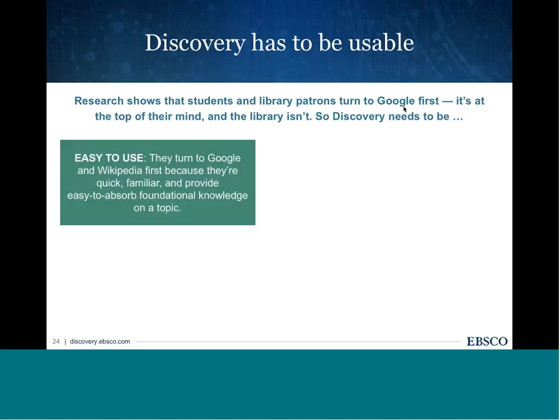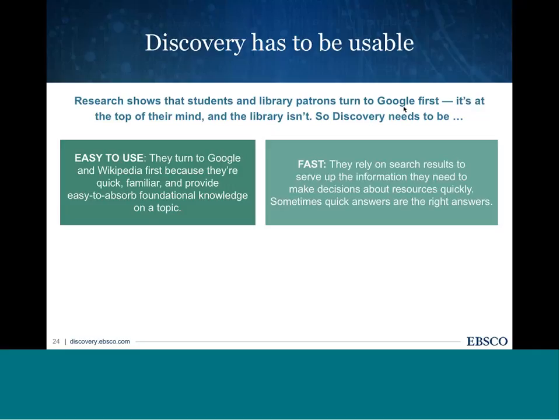First of all, it sounds pretty obvious, but it has to be easy to use. Google and Wikipedia are first in mind for a number of reasons, but one of them is that they're quick and familiar, and they're pretty easy to absorb. They don't necessarily give you back everything in the kitchen sink. They have that way of giving you the right result at the top of the fold. And as I mentioned before, because of the web scale and the big data that we have, we can do that as well, and I'll show you that in a second.